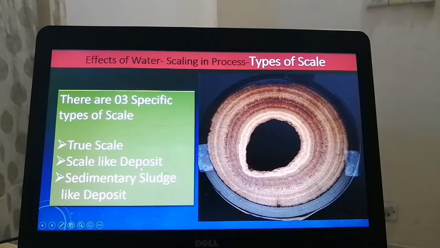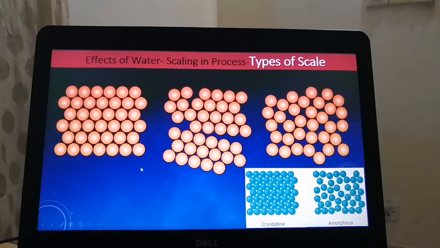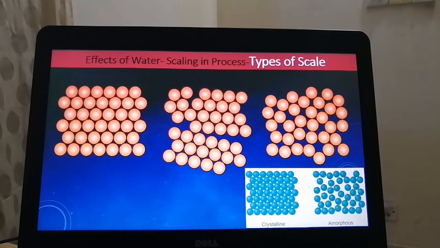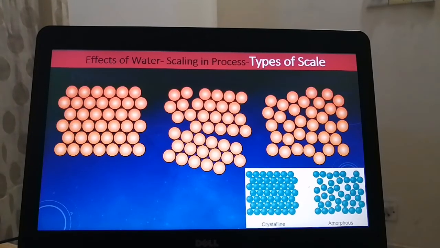So I would like to explain each individual type of scale, and before that we need to understand a simple concept. We understood yesterday that a solution becomes supersaturated, and any supersaturated solution can release the solute ion. If we want to understand the types of scale, we need to understand a concept called crystalline and amorphous. I think we have heard these words, crystalline and amorphous.